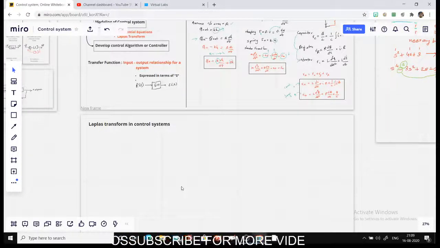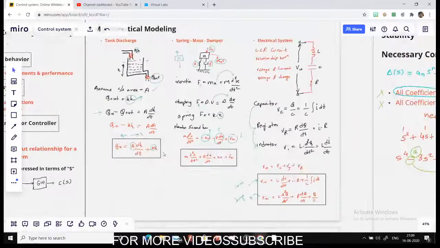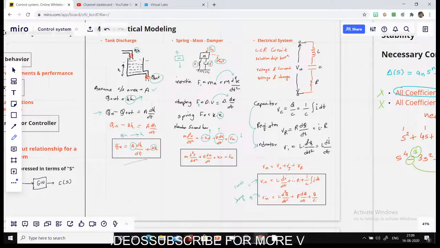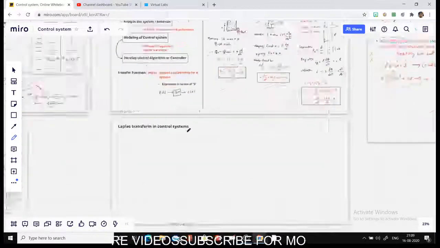I am Ameya and we are discussing control systems, in which today we will talk about why we use Laplace transform in control system. In the previous video we talked about mathematical modeling. We have tried to model various differential functions in our system. Now we are about to discuss why we need Laplace transform.